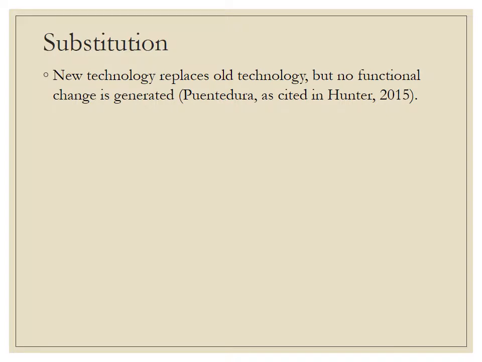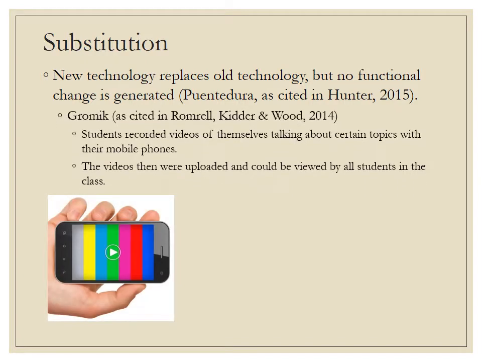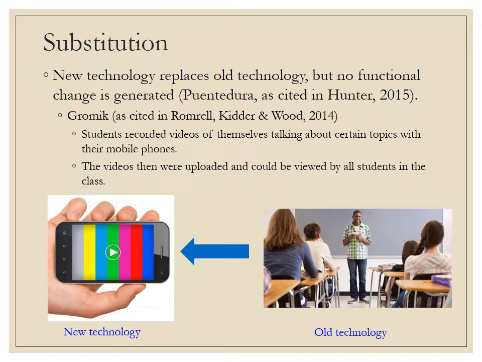At the substitution level, new technology replaces old technology, but no functional change is generated. For example, in a study conducted by Gromick, students enrolled in an English language class were required to record videos with mobile phones of themselves talking about certain topics. Then, the videos were uploaded and could be viewed by all students in the class. The task aimed at helping students practice composing and speaking English. In this case, mobile phones acted as a direct substitute for other traditional learning activities, such as in-class speech, but did not offer functional improvement.